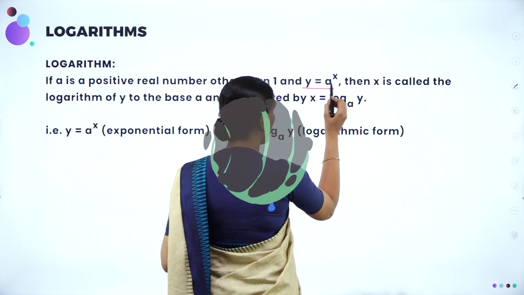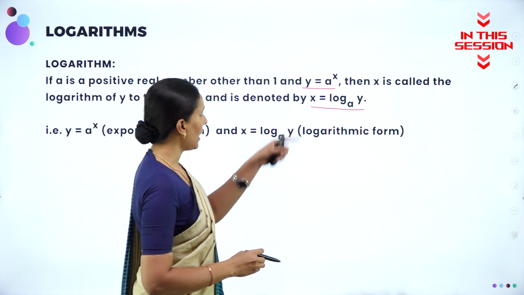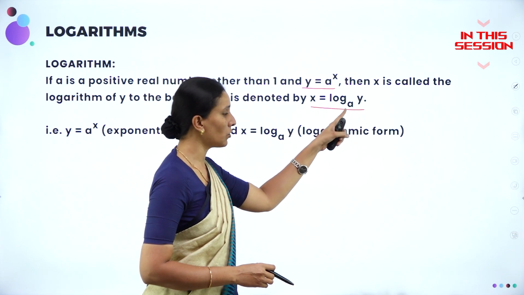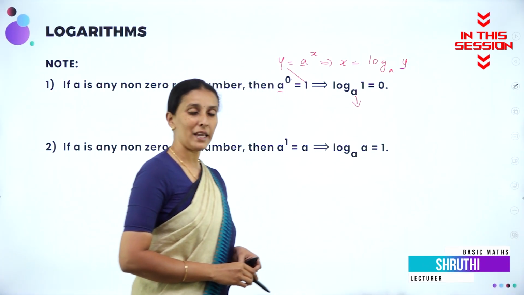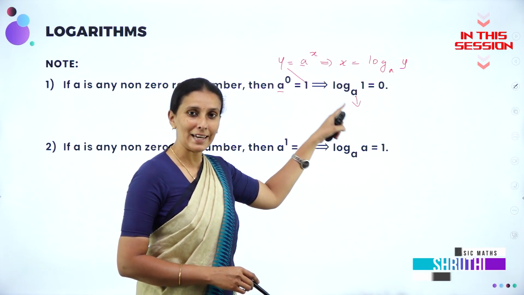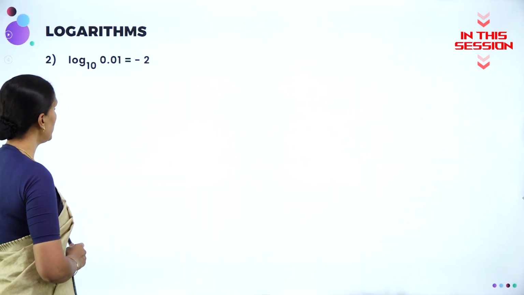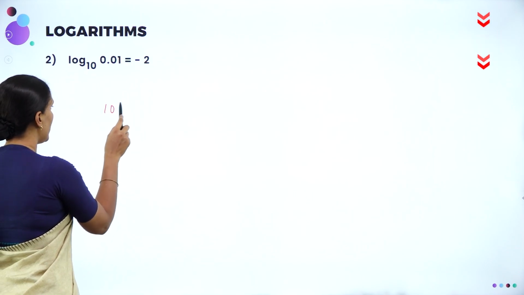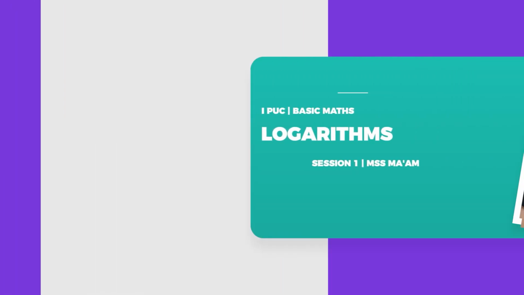So this is the exponential form of a number and this is a logarithmic form of a number. So when we say y is equal to a power x, then x is nothing but log y to base a. So this base may be anything. This base may be any real number. So therefore, log value of 1 to any base is always equal to 0. Log 0.01 to base 10 is equal to minus 2. So this can be written as 10 to the power minus 2 is equal to 0.01.